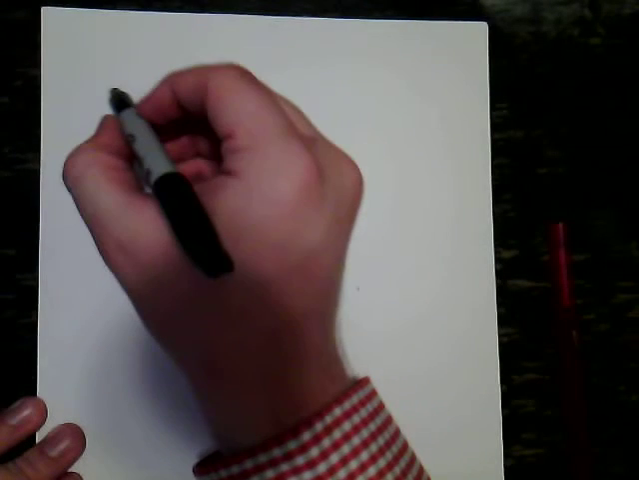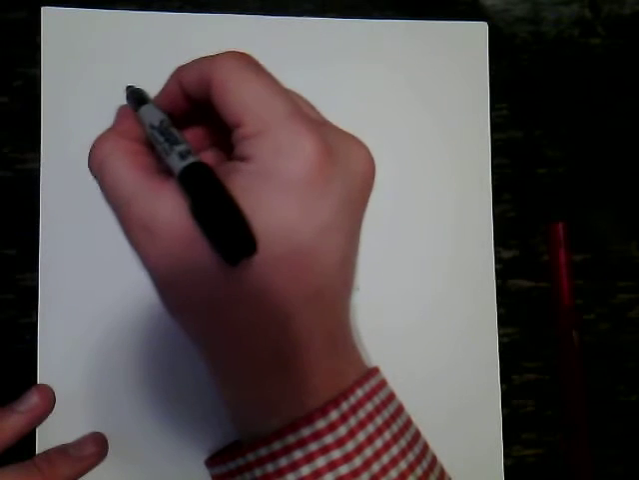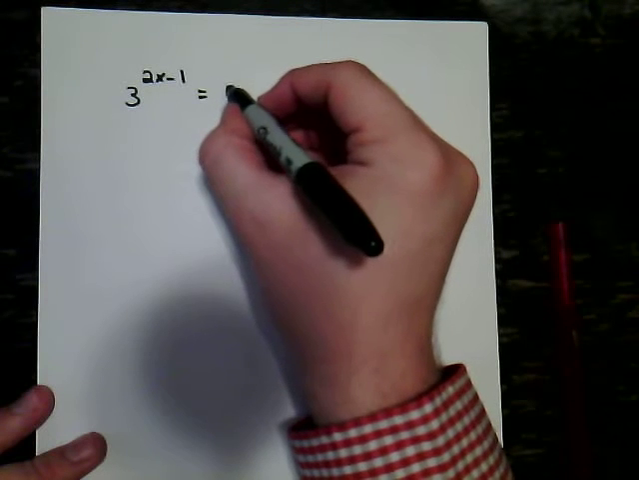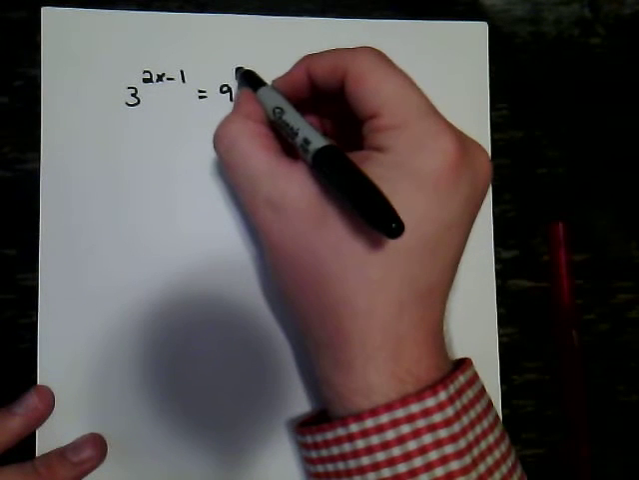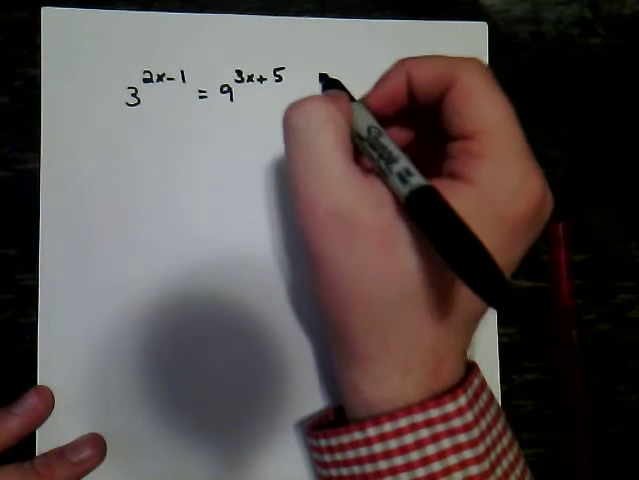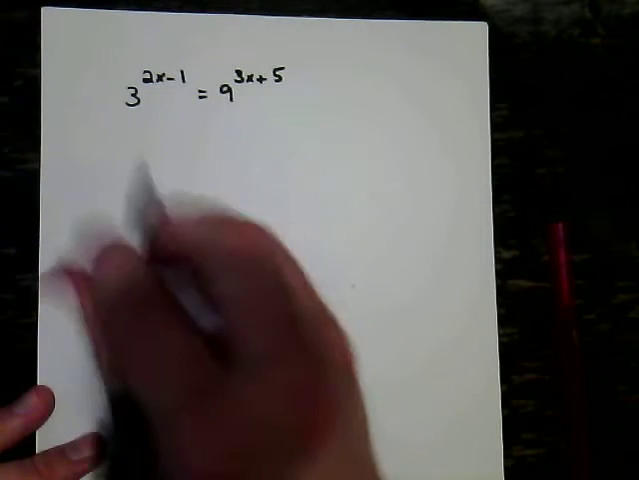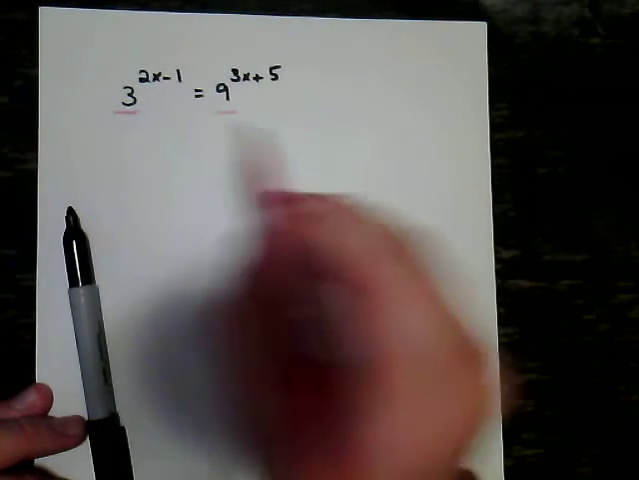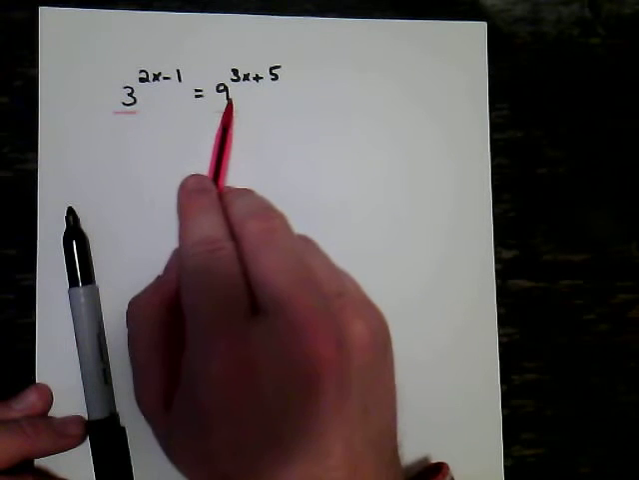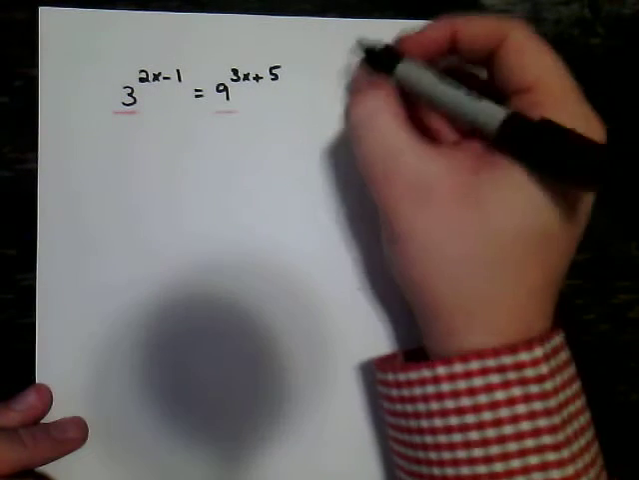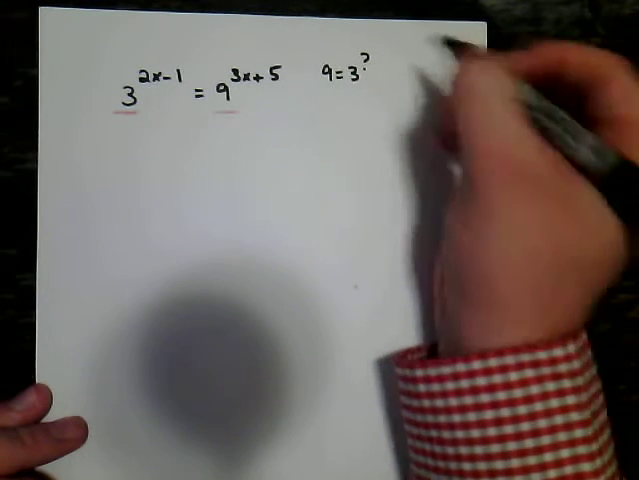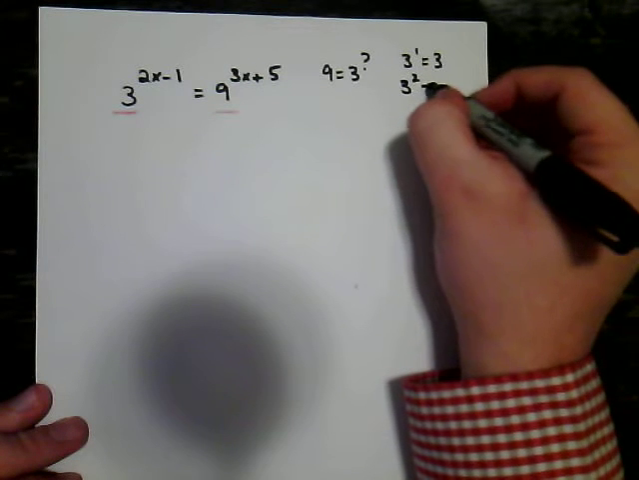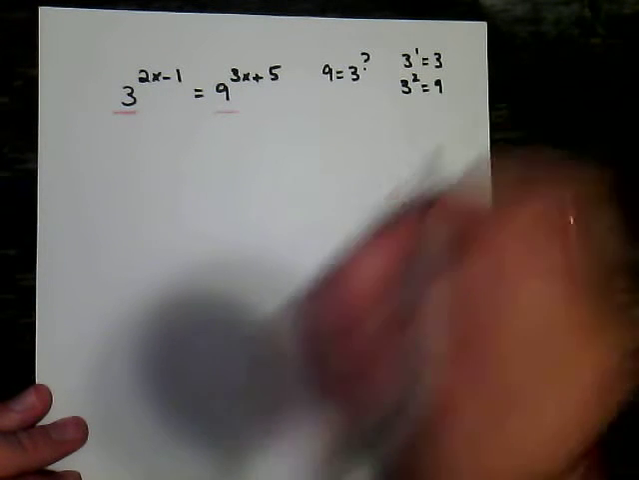We'll use a base of, let's use a base of 3 this time. So we'll say 3 raised to the 2x minus 1 equals, say, 9 raised to the 3x plus 5. Now, we notice these bases are not the same. We've got 3 and we've got 9. So take a look at our 3 is smaller, so let's try to write 9 with a base of 3. We need 9 to equal 3 raised to the question mark. So 3 raised to the first is 3, 3 squared is 9. Look at that, we found it right there.